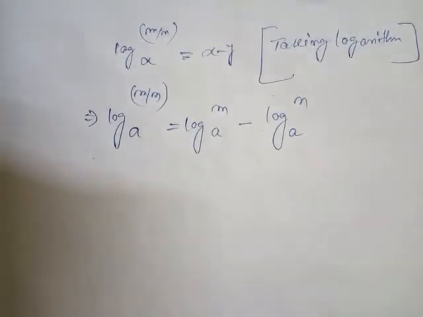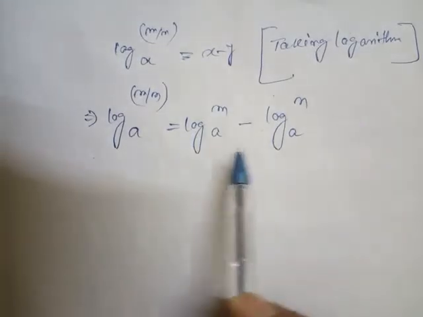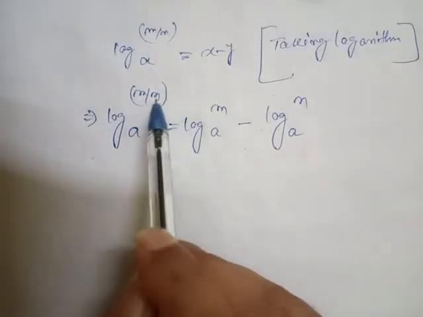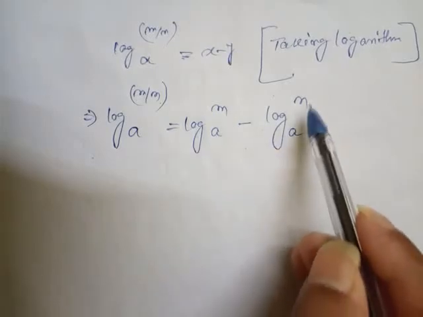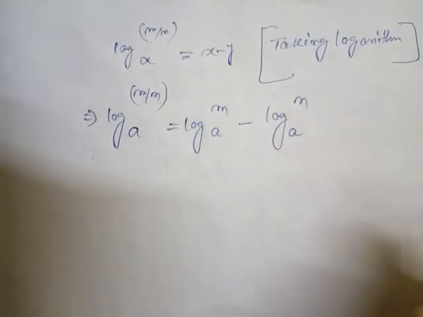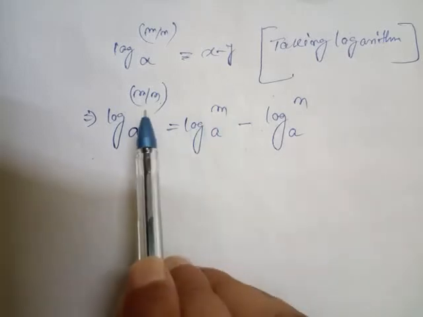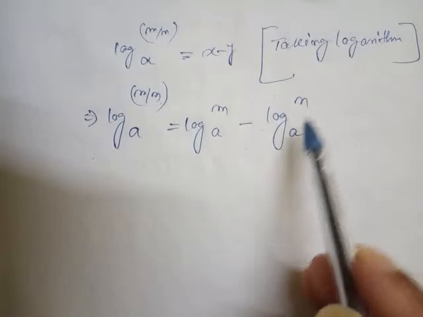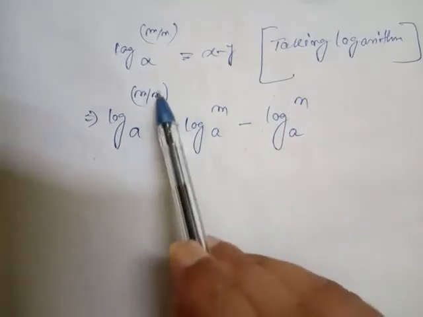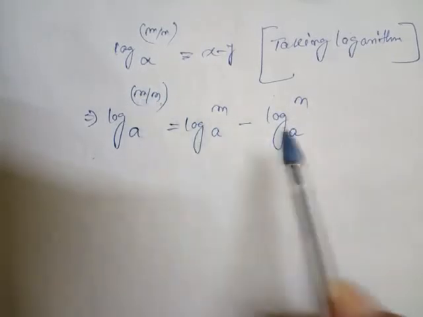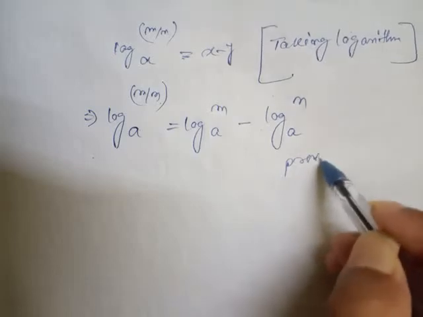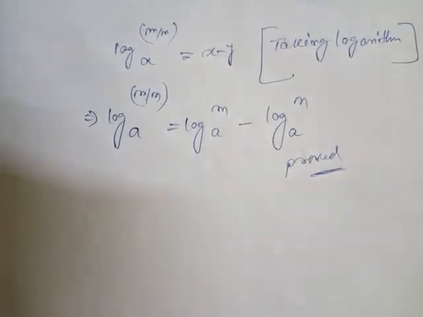So student, it is clear that log m by n equals log m base a minus log n base a. Since log m into n is the product formula, and this is m by n, which means in the division part, it is called the quotient formula. Quotient formula. So we can write here now proved, which means the second formula is also over.